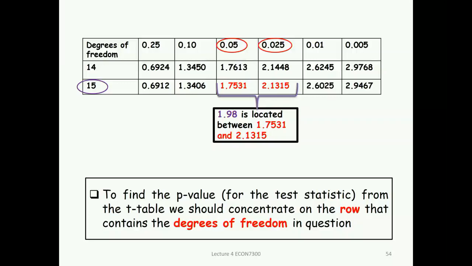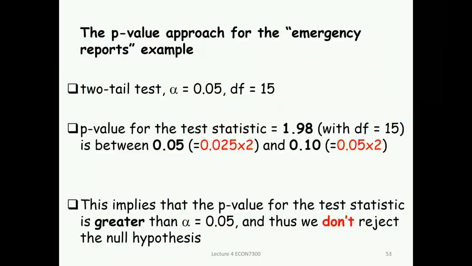I am trying to locate. I found it is between here. Oh, this is the probability. Then I say to myself, oh, I am doing a two-tail test. So let me multiply this by 2. It would be 10%, 5%.